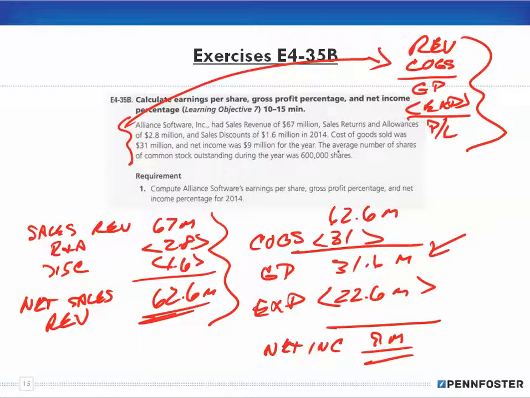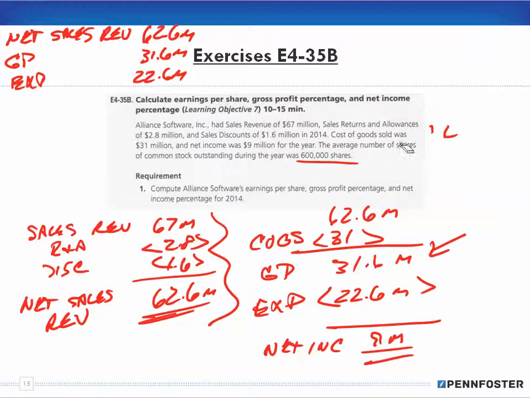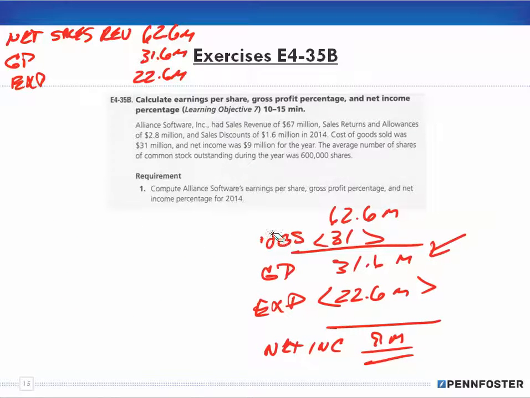Okay. It says here the average number of shares of common stock outstanding was 600,000 shares. Right, so I'm going to erase some of this, but I'm going to put net sales revenue of 62.6 million here. I'm going to put my gross profit number here of 31.6 million, and my expenses here of 22.6 million, only because I may or may not need that for whatever the problem is asking me.